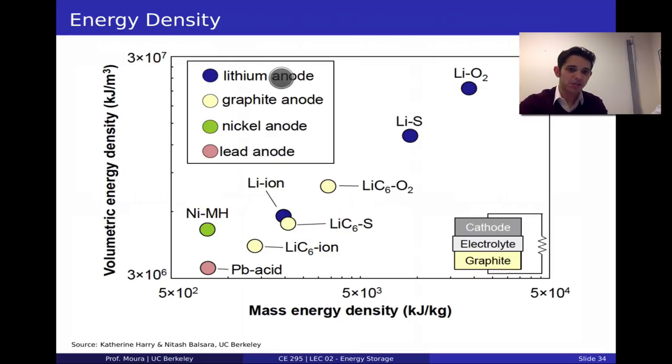So the dark blue is a pure lithium anode. Sorry. What I was describing on the previous slide was not this dark blue circle, it was this beige or yellow circle with a graphite anode. If we go to a pure lithium anode, then this boosts some. Additionally, some folks in chemical engineering and the College of Chemistry, or Lawrence Berkeley National Lab and other places around the world, are looking at adding sulfur to the cathode, that's what S is, or even having a pure oxygen cathode.